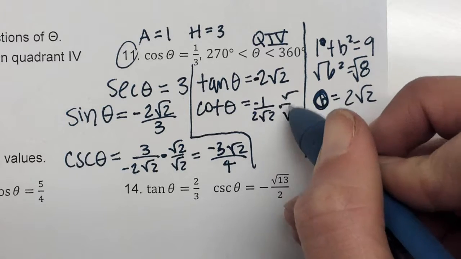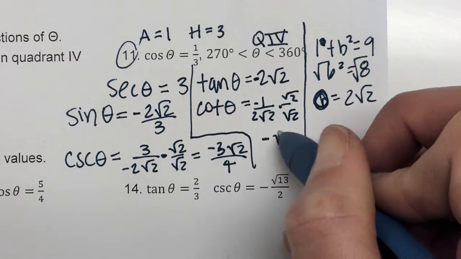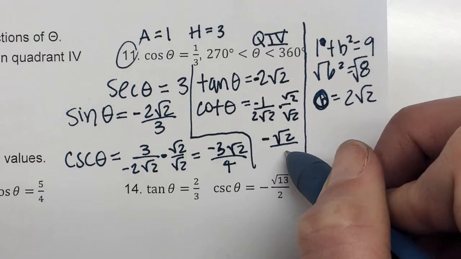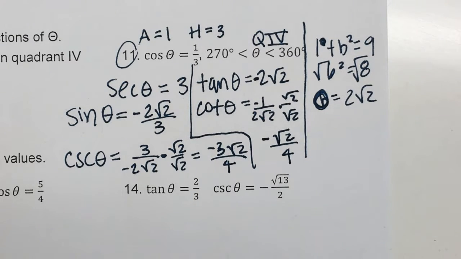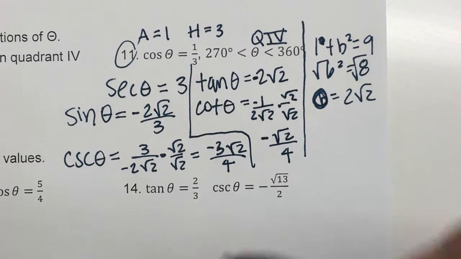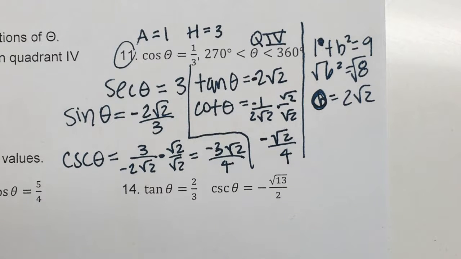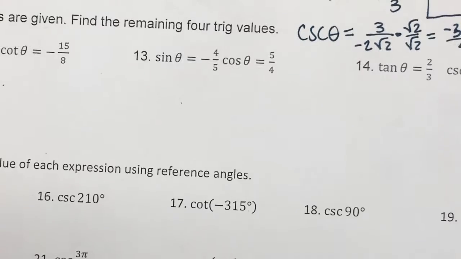So on top, negative root 2 over 4. Very good. Can I simplify the 2 and 4 right here? Nope, because one of them's underneath a what? Radical. Everybody good so far? Any questions, Pearl? Alright, on 12 through 14, which one do y'all want to do?